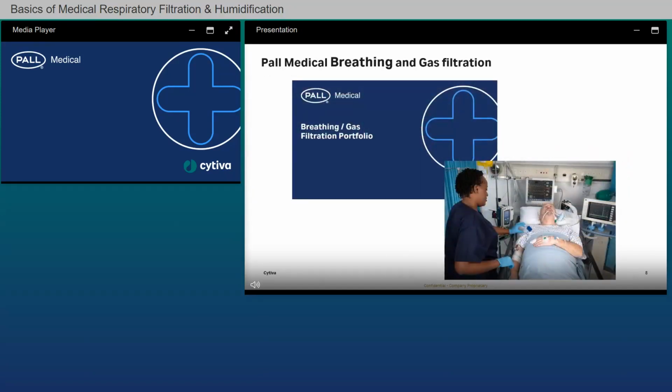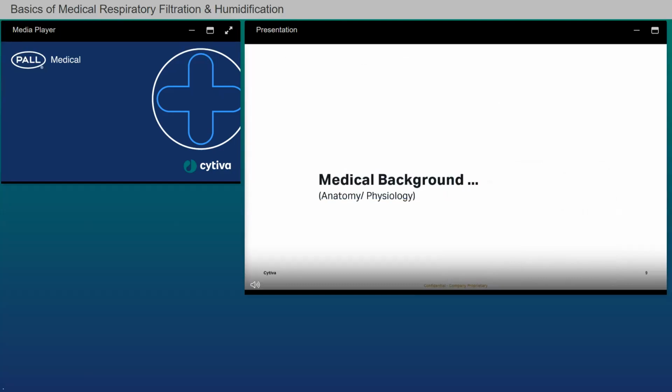One of the main portfolios within Pall Medical is our breathing and gas filtration portfolio, with our Ultipor 100, also called BB100, as our ICU HMEF. And we'll talk about the HMEF in more detail in a minute. Let's have a few slides on some medical basics, linked to breathing filtration, to understand why filtration and humidification is essential.